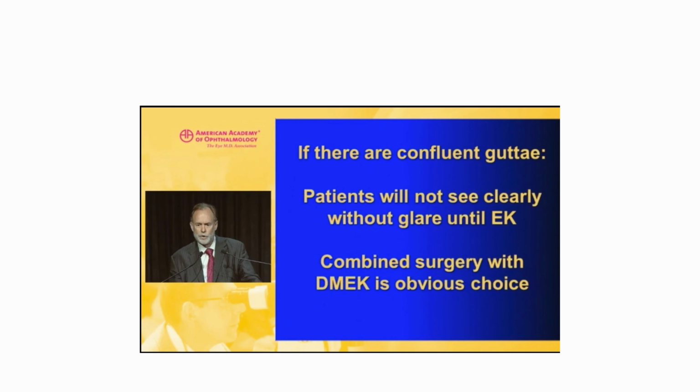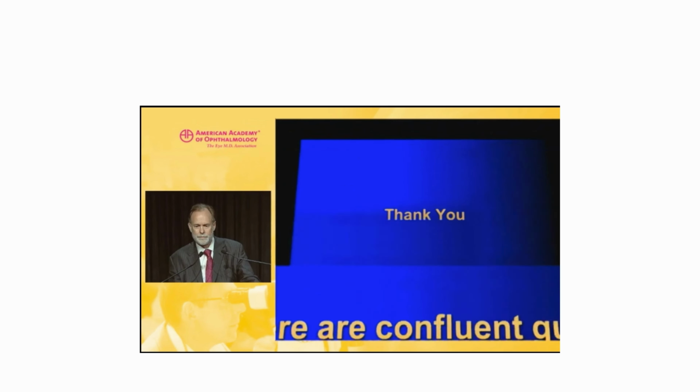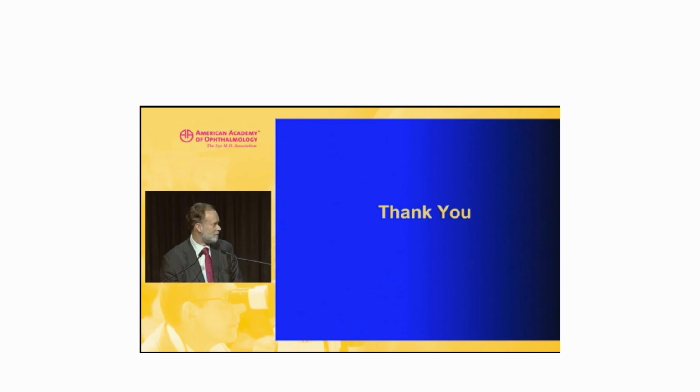So if they're confluent guttae, patients are not going to see clearly without glare until you do EK. So the question's not if you should do these combined or not. The question is if there's enough guttae to distort the red reflex, then they should really have EK performed. And then the question is, is there cataract bad enough to take out? So the obvious choice is to do DMEK and combined cataract. Thank you.